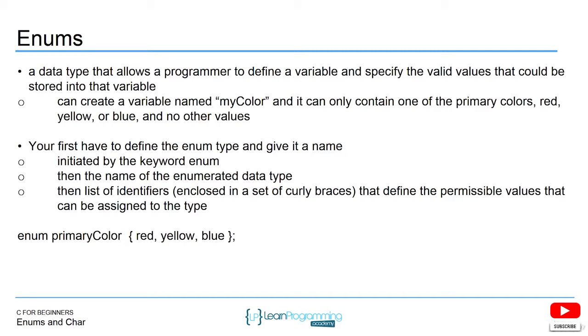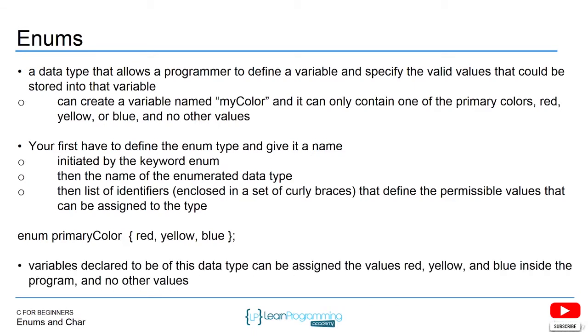If you try to use the primaryColor data type and you try to assign a variable a value of something else, it won't work. So this is just how we define it. We first have to define the enum. We then have to use it. Again, definition is just saying this is what it is. And so what we're saying here is we have a primaryColor, and what it can be is red, yellow, and blue. So variables that are declared to be primaryColor type can only be assigned the values red, yellow, and blue inside the program. No other values will work.